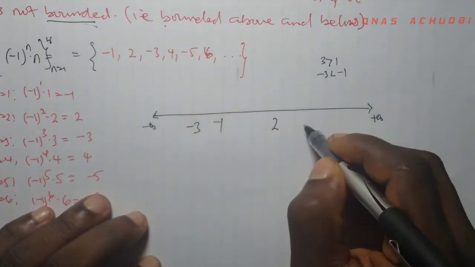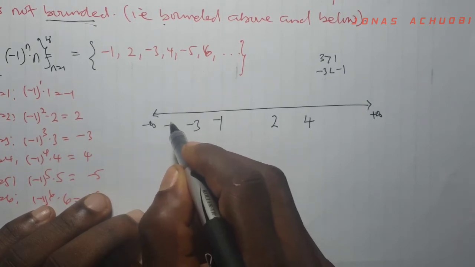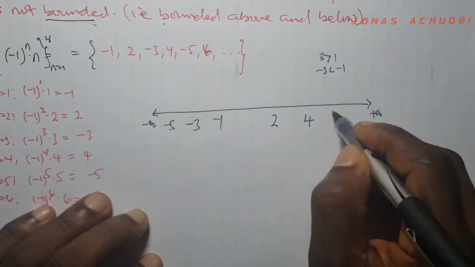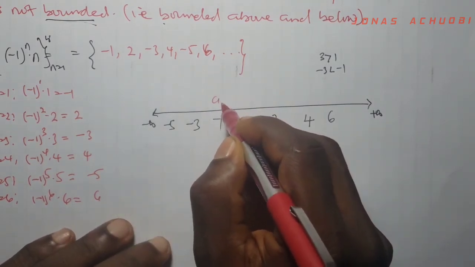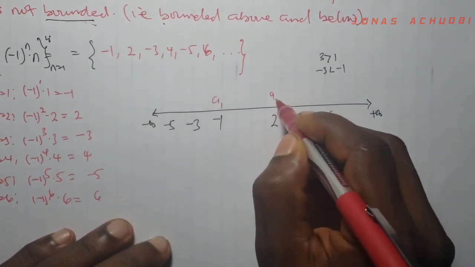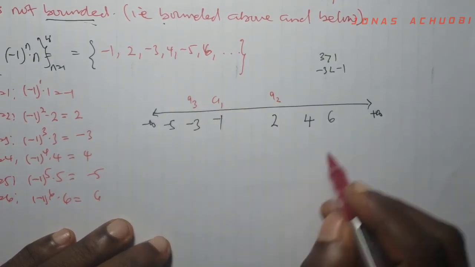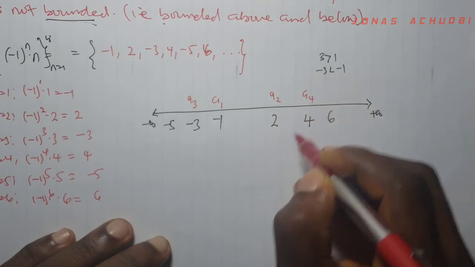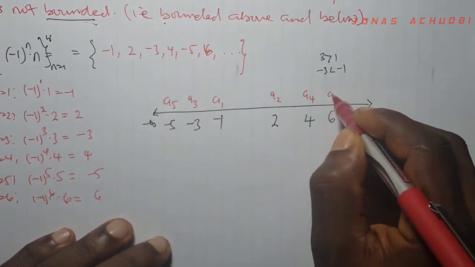Next term is 4. 4 is to the right of 2. Next term is -5. -5 is to the left of -3. We have 6. And it goes on and on. So this is our first term. Let's call it A1. Second term, A2. Our third term, A3. Our fourth term, A4. Our fifth term, A5. And the sixth term is what?